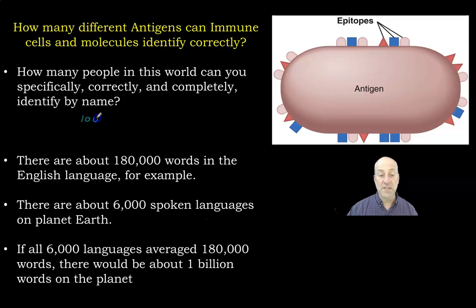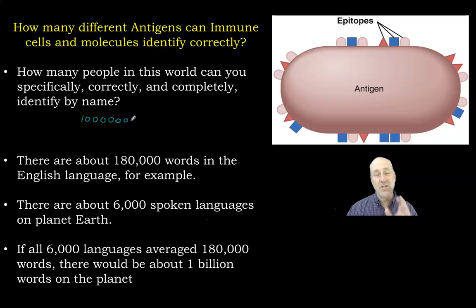And really you're talking about specifically by name, because an antigen is a very specific structure. The immune function of your lymphatic system can recognize more than 10,000 specific antigens. How many more than 10,000? Well, a lot more than 10,000. More than 100,000. More than 1 million.